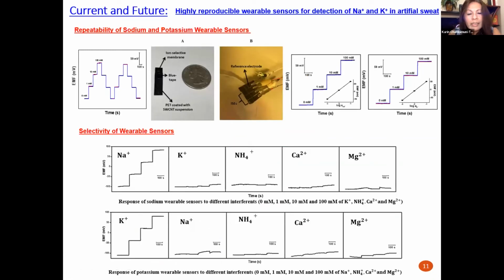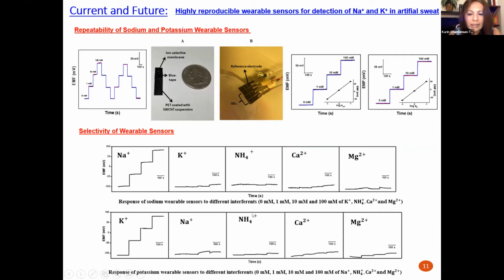Currently, we are applying these sensors in the analysis of sodium and potassium in artificial sweat. Here you can see the response from low concentration to high concentration and vice versa. Here is how small our sensors are, and we always work in triplicate, and we also developed a reference electrode, which is paper-based as well.